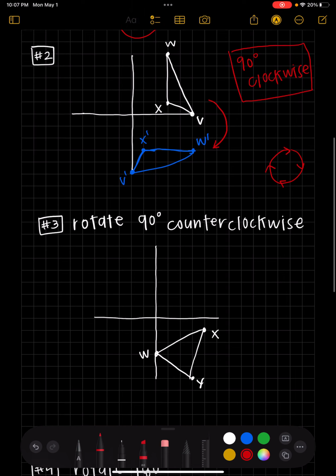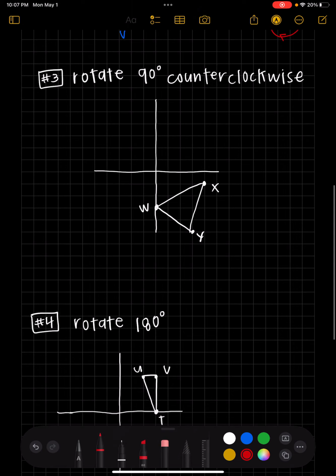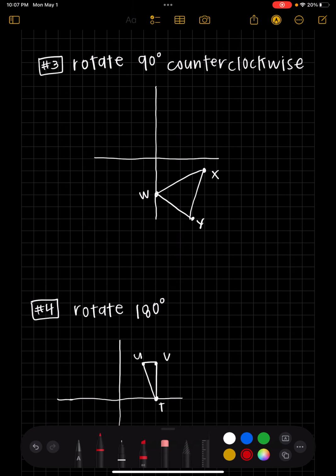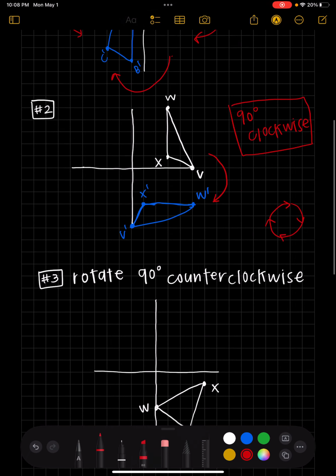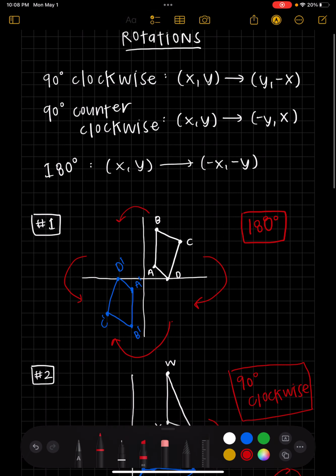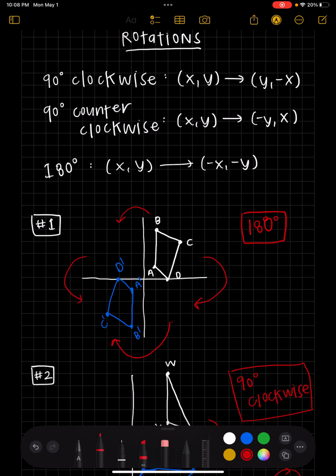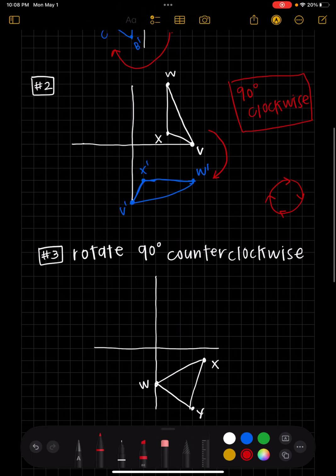Okay, so for examples 3 and 4, we're going to use those formulas that I have up at the top. This one, for number 3, says rotate 90 degrees counterclockwise. So I'm going to go back up here and find the one that says 90 degrees counterclockwise, which is (x, y) turns to (negative y, x). So I'm going to write that down right here.